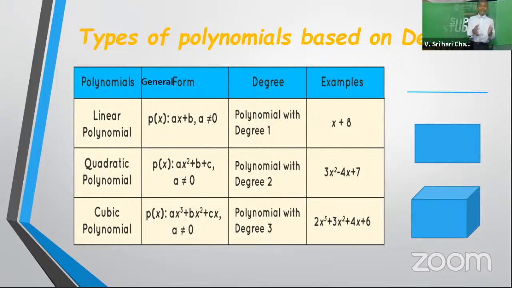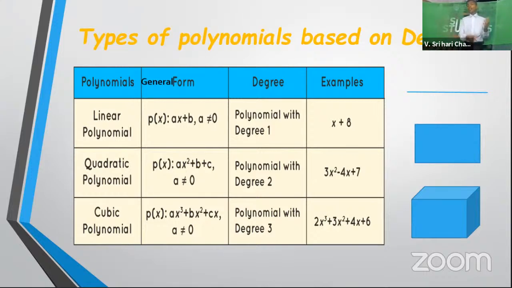So, linear polynomial, right? If the given polynomial has degree 1, then it becomes our linear polynomial. The word itself says linear, which has degree 1, right? Remember that if the given polynomial has degree 1, it is called a linear polynomial. And here there's a general form, ax plus b, where a should be not equal to 0.